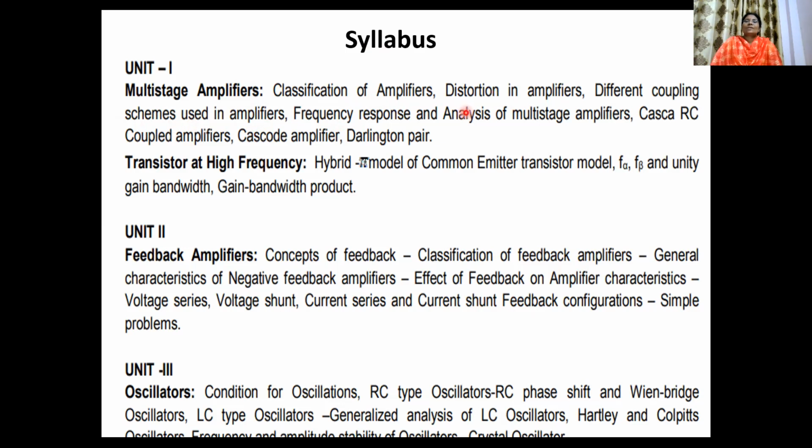How many types of distortions are there? Anyone of you tell me? So there are mainly three types of distortion: amplitude distortion, frequency distortion, as well as phase distortion. All these were discussed in the first unit. And then we discussed the classification of amplifiers. And then we have to see the frequency response and analysis of multi-stage amplifiers.